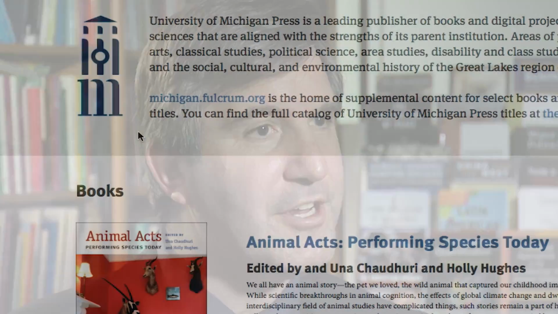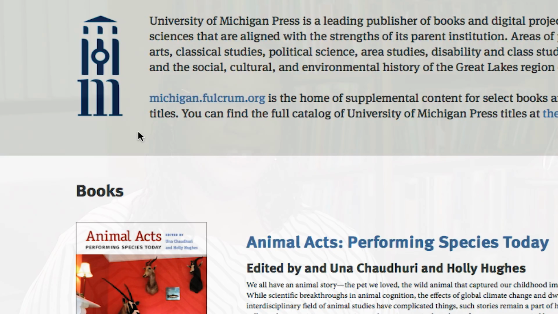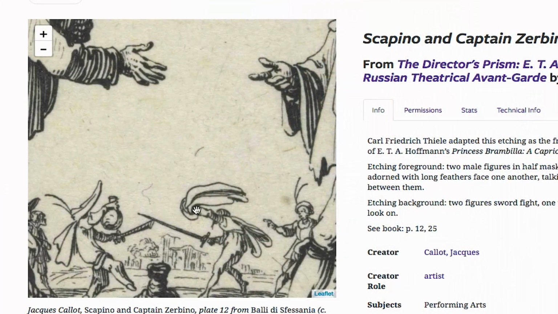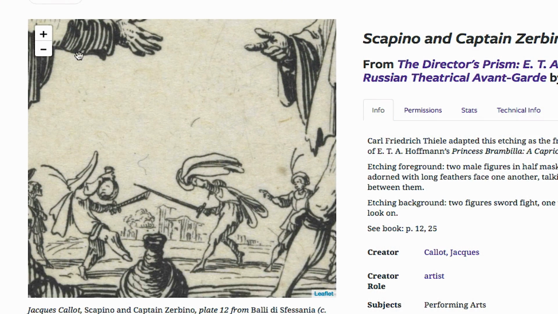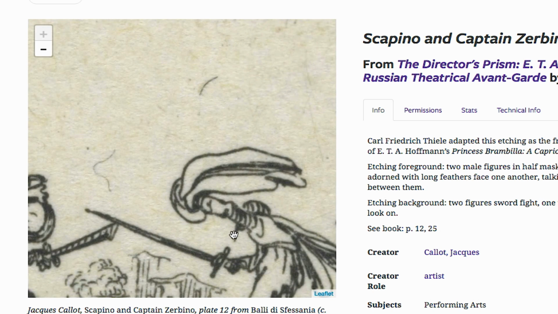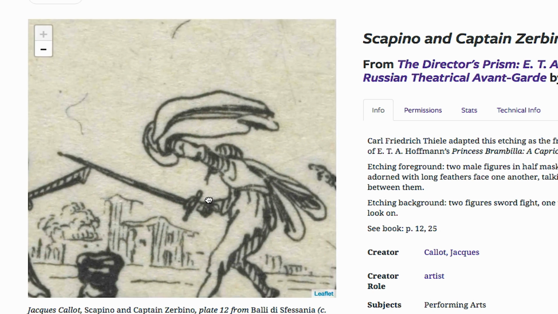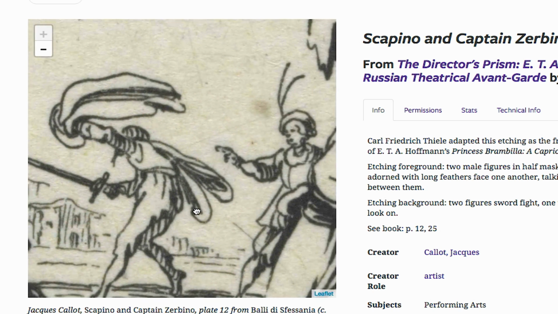University of Michigan Press uses Fulcrum because we publish in a lot of fields where there's rich media. Often, when you're doing theater research, you'll have a large photograph and the performing figure is just a speck on the horizon. You'll be able to zoom in and actually see that person doing a dance or interacting with a gesture with someone else who is within that image.